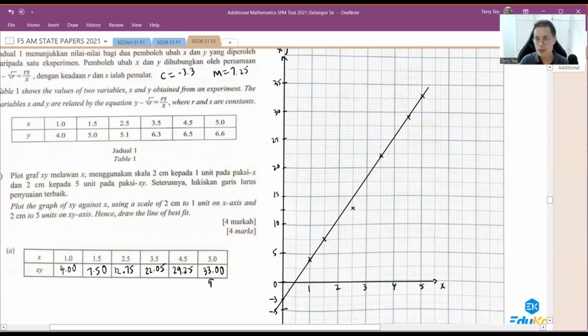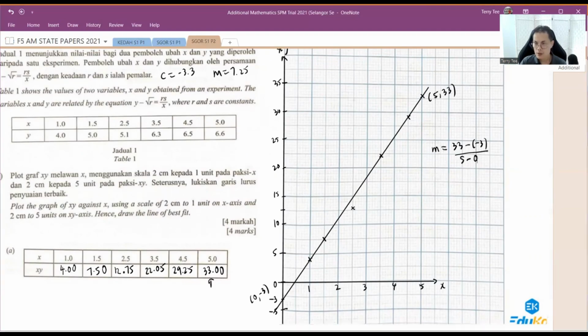This is 2.5. So this coordinate, if you were to calculate your gradient, we will take this point here. This is 9.5 and 33. This is 0 and negative 3. So my gradient is 33 minus negative 3 divided by 5 minus 0. Again, I always like to use 5 boxes. Like I say, any number divided by 5 is a nice number. So this will be 30. Let's use a calculator.